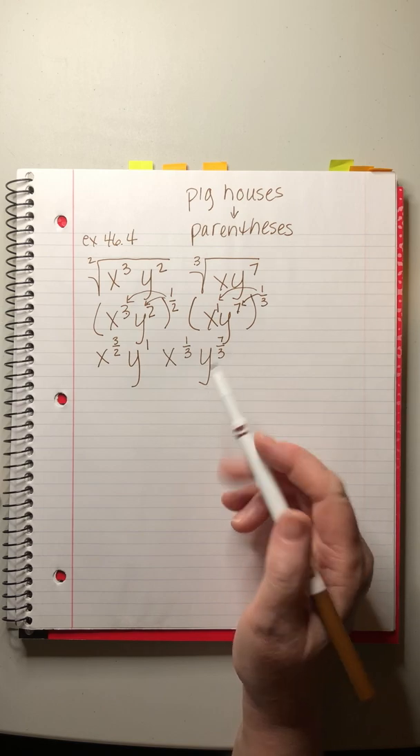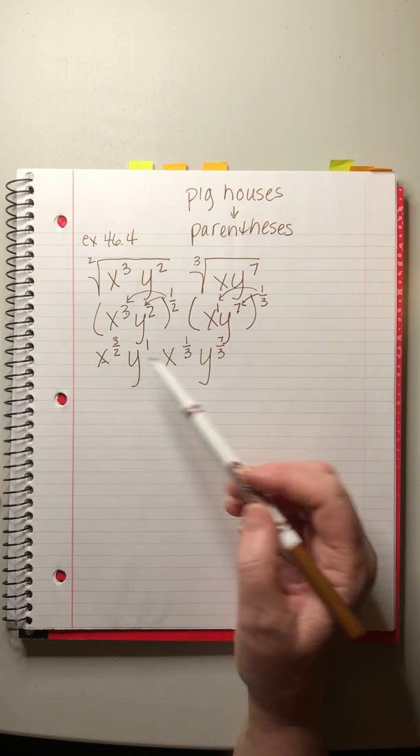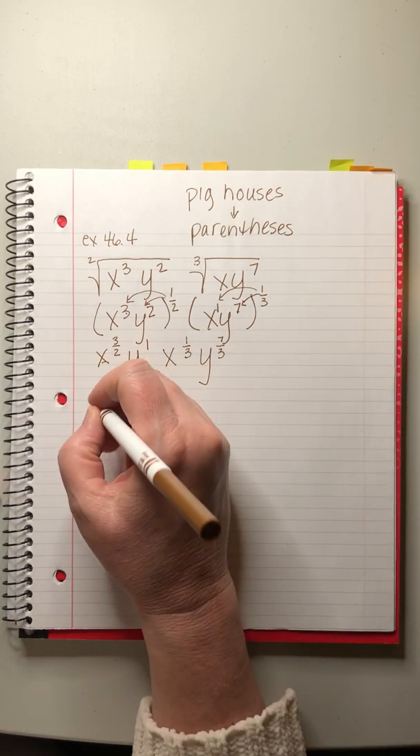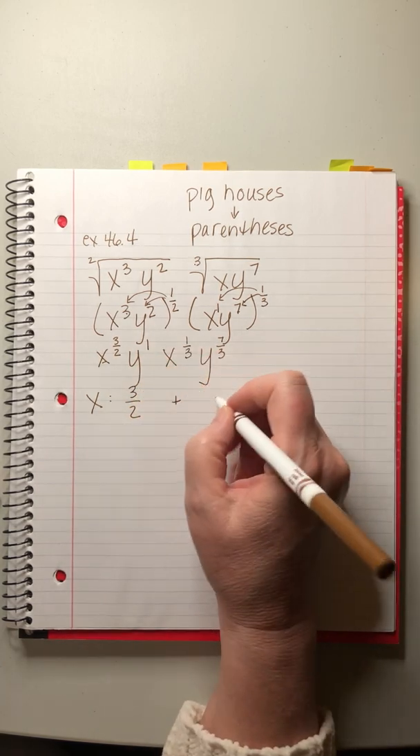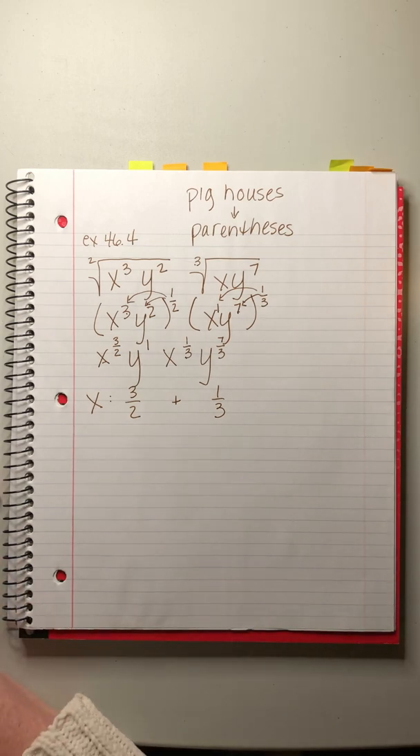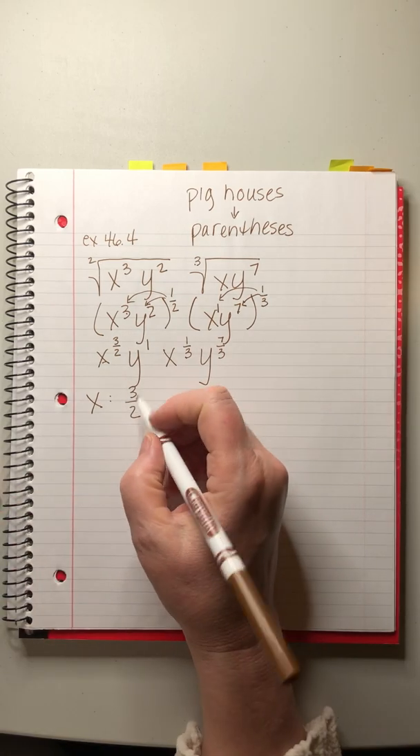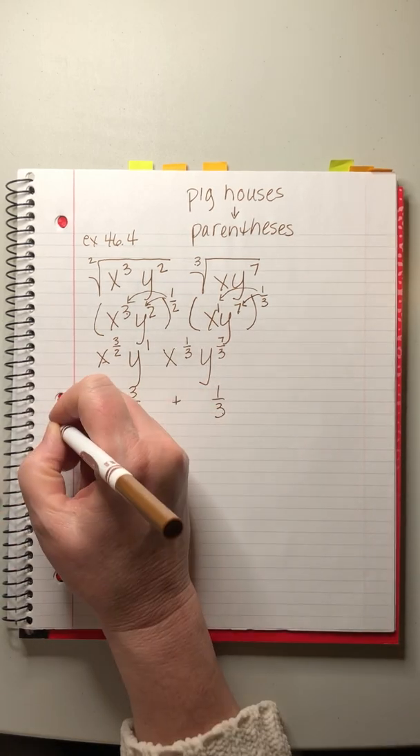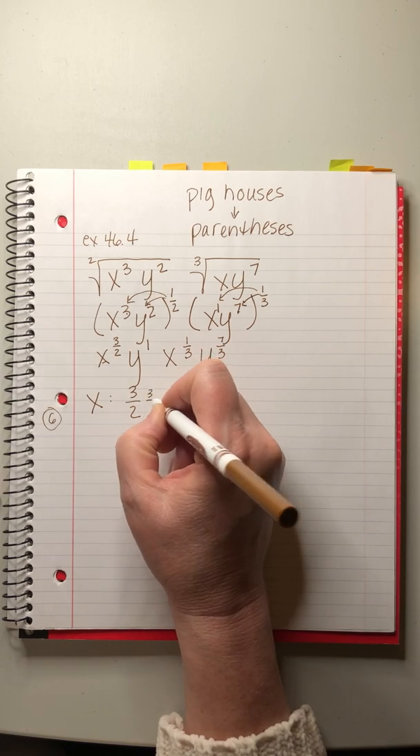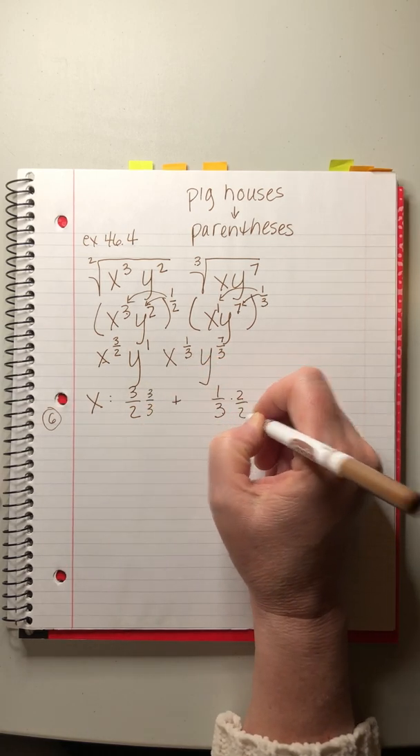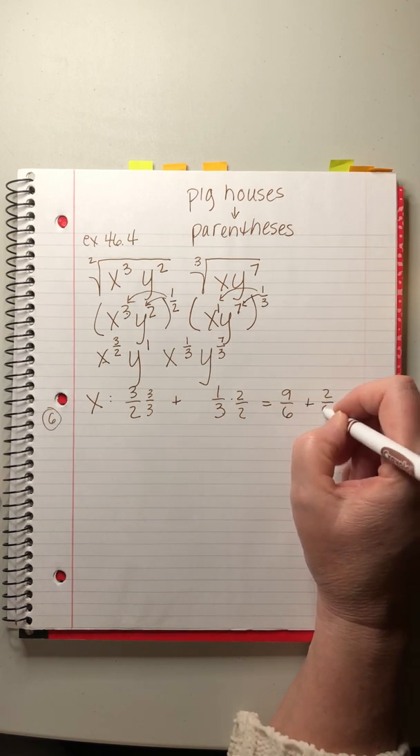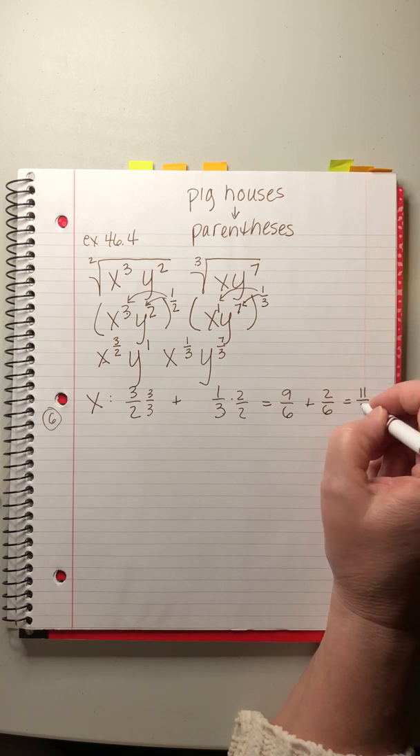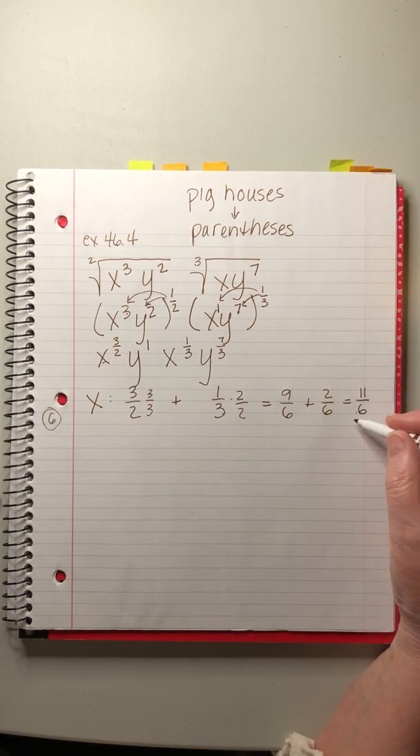All right, now we're ready to use the product rule and combine the exponents for the matching bases. So let's just write this out a little bit more. For x, we want to add 3/2 plus 1/3, right? So we have to do least common multiple. So that's going to be 6, right? So this one will multiply by 3/3, and this one by 2/2, which will give us 9/6 plus 2/6, which equals 11/6. Yikes. Okay, we'll just leave it at that.